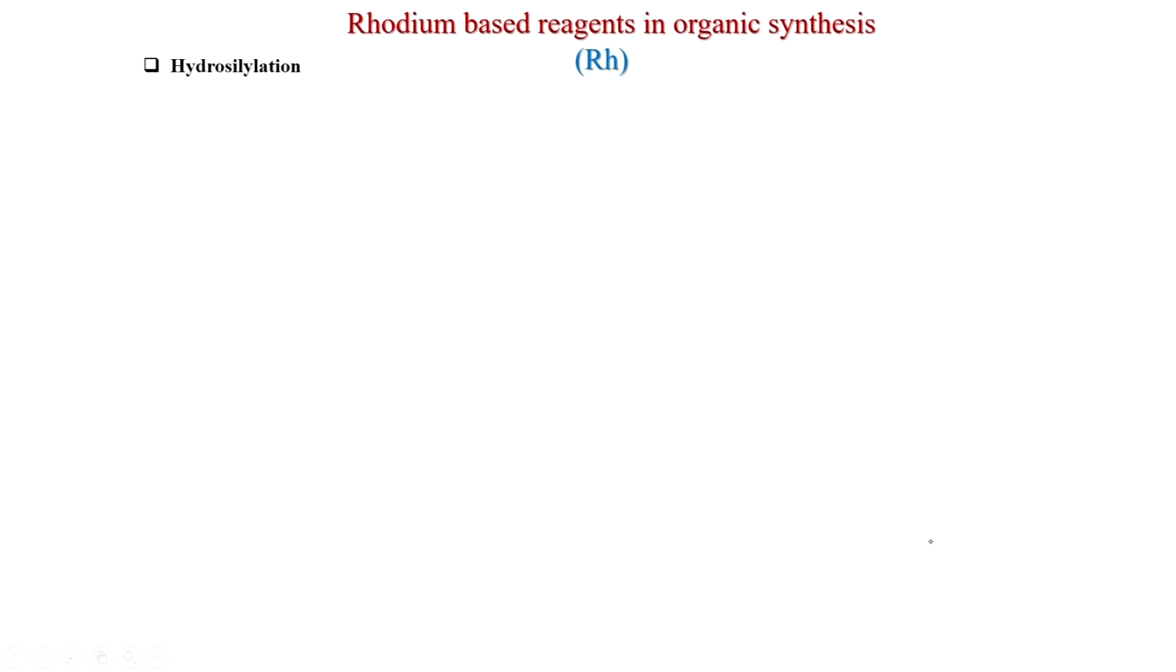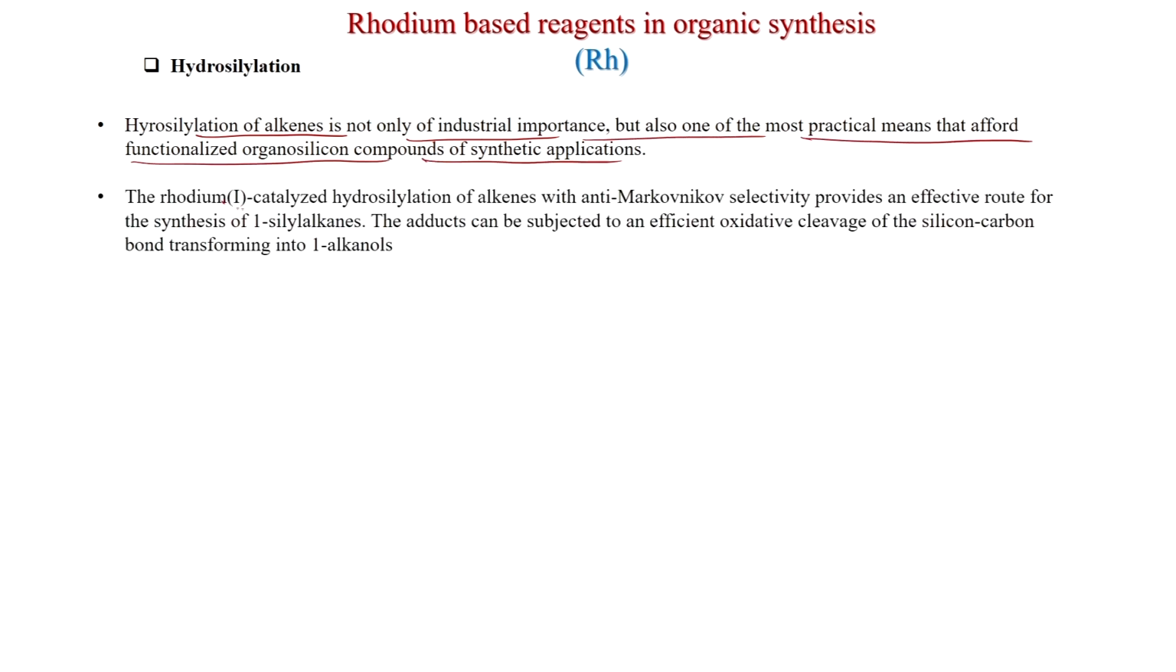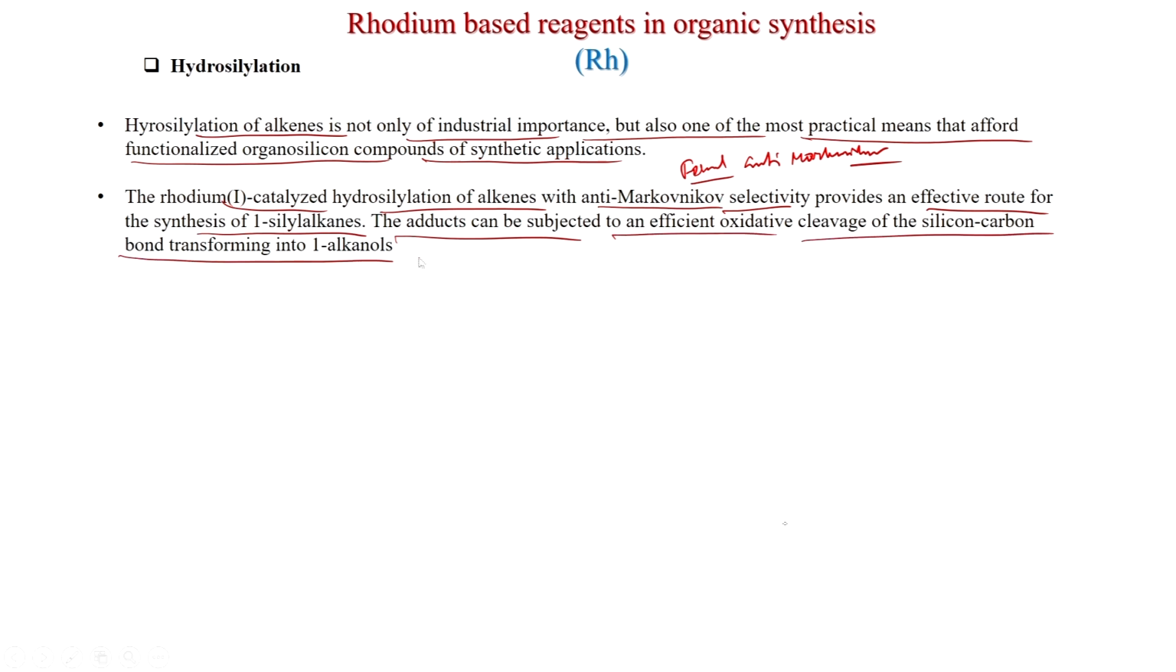Now, last reaction we will discuss hydrosilylation. Hydrosilylation of alkenes is not only of industrial importance, but also one of the most popular means that afford functionalized organosilicon compounds of synthetic applications. The rhodium 1 catalyzed hydrosilylation of alkenes with anti-Markovnikov selectivity. So, this is formal anti-Markovnikov like boron addition, and effective route for the synthesis of 1-silyl alkanes. The adducts can be subjected to an efficient oxidative cleavage of the silicon-carbon bond, transforming into 1-alkyl alcohols.